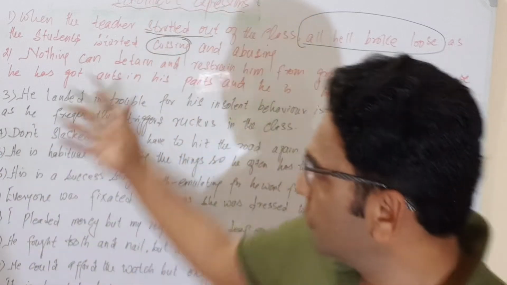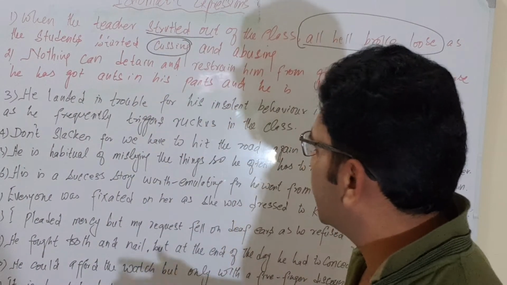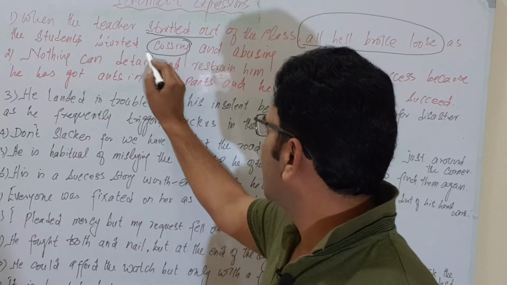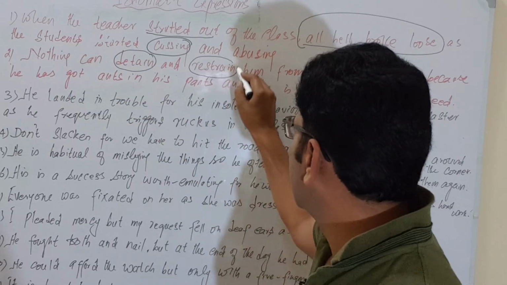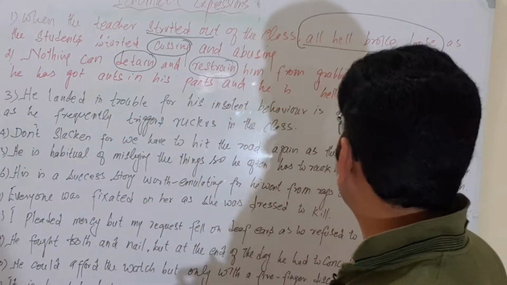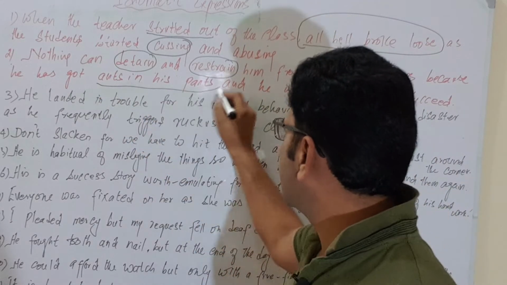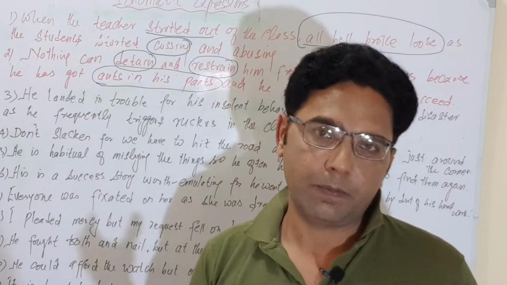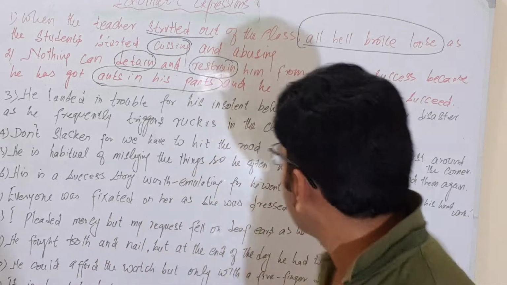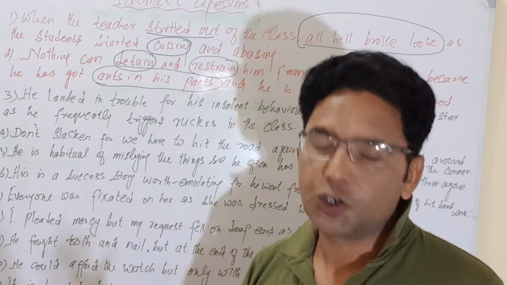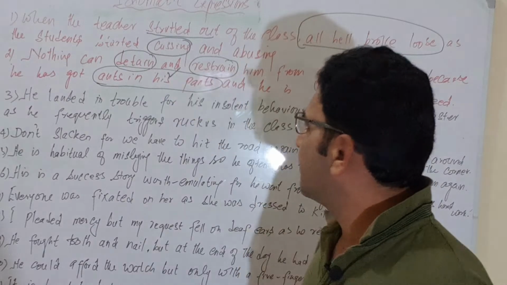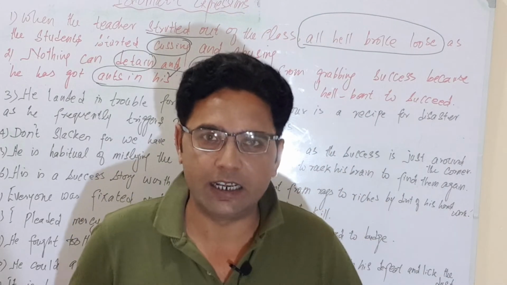I hope you memorize these words so that your vocabulary could be boosted. The second one is: nothing can detain and restrain. These are two more words in this vocabulary booster. Nothing can detain and restrain. Both mean stop him from grabbing success, because he has got ants in his pants. This is the second idiom. When somebody has got ants in his pants, it means he is very excited. He is very energetic to achieve something, and he is hell-bent to succeed. Hell-bent means he is sure to succeed. He is determined to succeed. So this was the second idiom. Ants in one's pants means he has those insects in his pants.